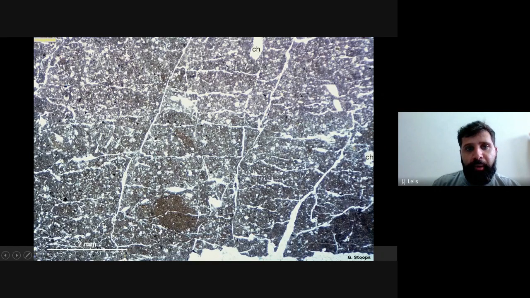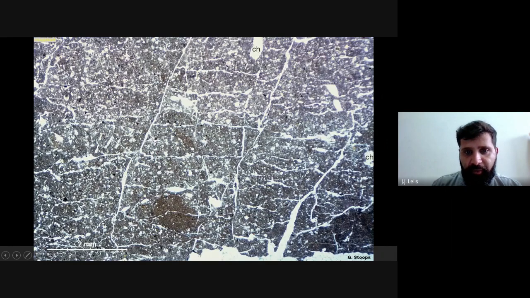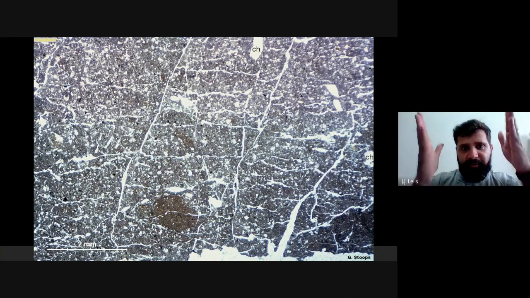Here we can see planar voids. These planar voids we can see very easily because they possess sharp edges and they possess this inclined distribution or this horizontal distribution. They are formed in expansive materials or clay materials that possess clay with a high activity, and so they suffer shrinking and swelling, producing these cracks.